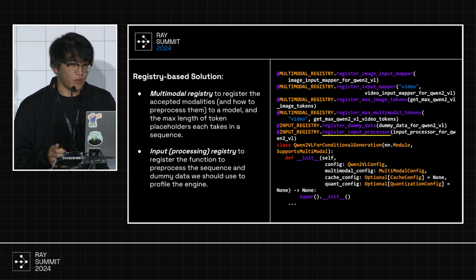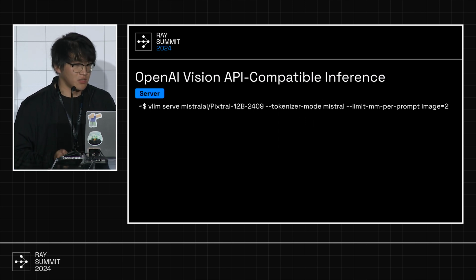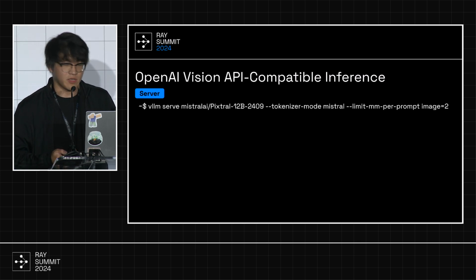Once we finished this refactoring, I'll show you OpenAI Vision API compatible inference. Today you can use vLLM to serve Pixtral. Good shout out, I want to shout out to Mistral AI. They actually came directly to us to open source this model. This model was not even on Transformers before vLLM merged the PR.